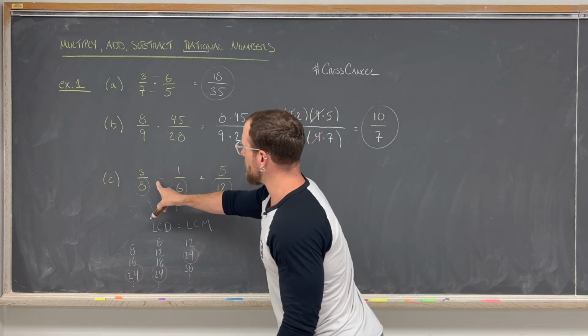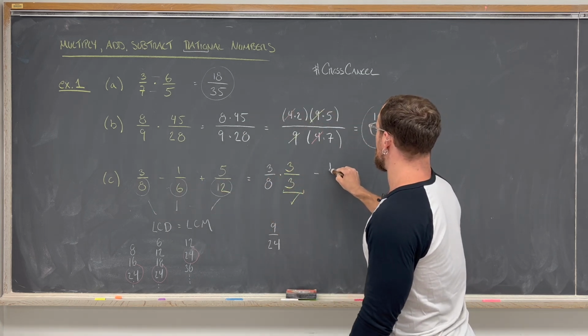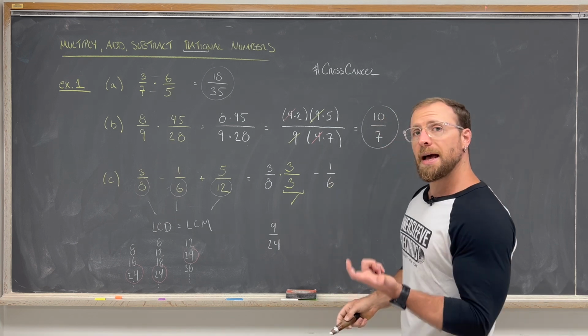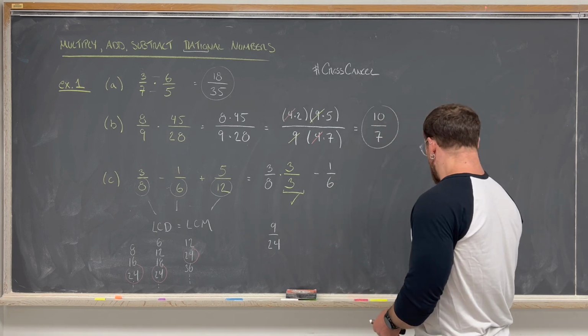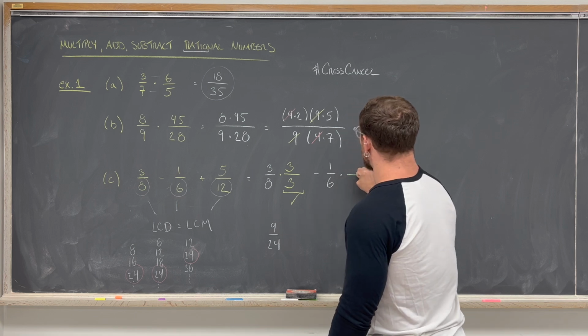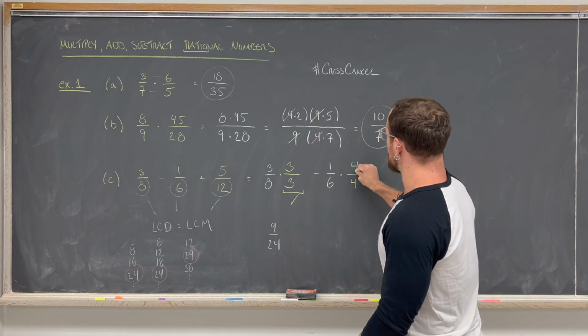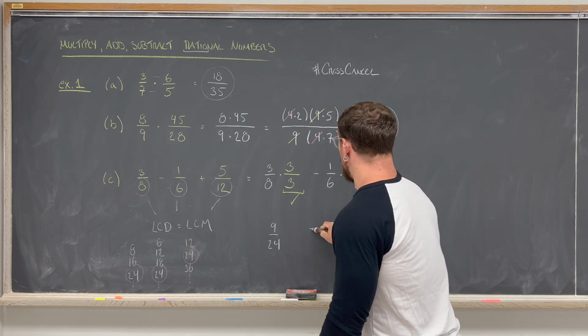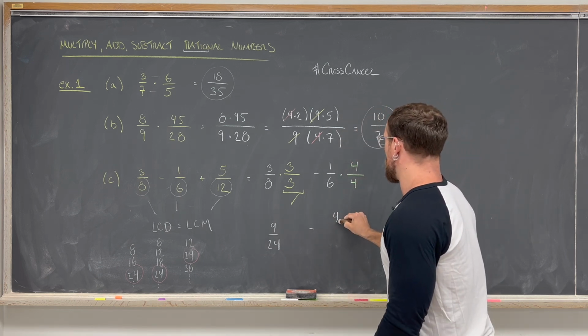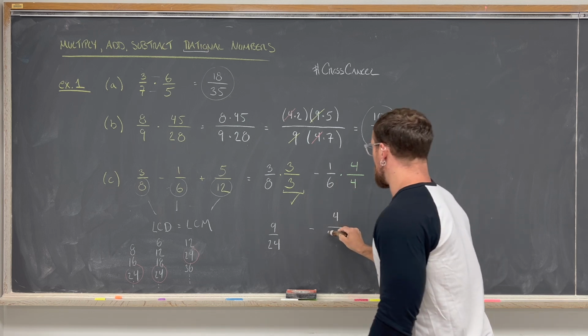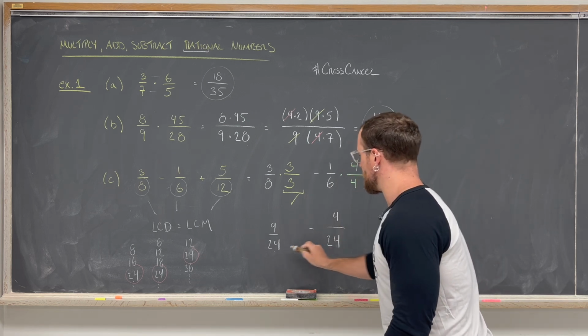Going on to the second term, I've got minus 1 over 6th. I want that denominator to also be 24. I can do that by multiplying the 6 by 4. That would give me 24. I need to do the same thing upstairs. Now I've got minus 1 times 4 is 4, divided by 6 times 4 is 24. See, I've got the same denominator.